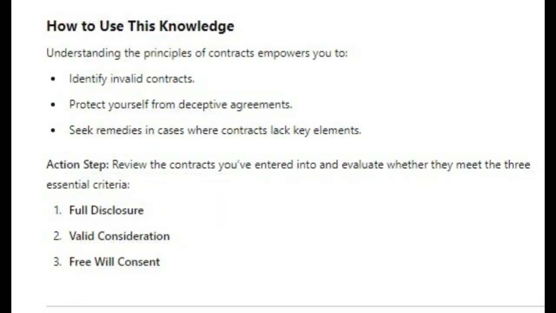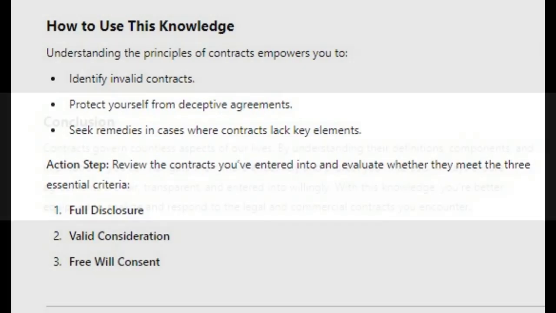How to use this knowledge. Understanding the principles of contracts empowers you to identify invalid contracts, protect yourself from deceptive agreements, and seek remedies in cases where contracts lack key elements. Action step: review the contracts you've entered into and evaluate whether they meet the 3 essential criteria. Full disclosure, valid consideration, free will consent.